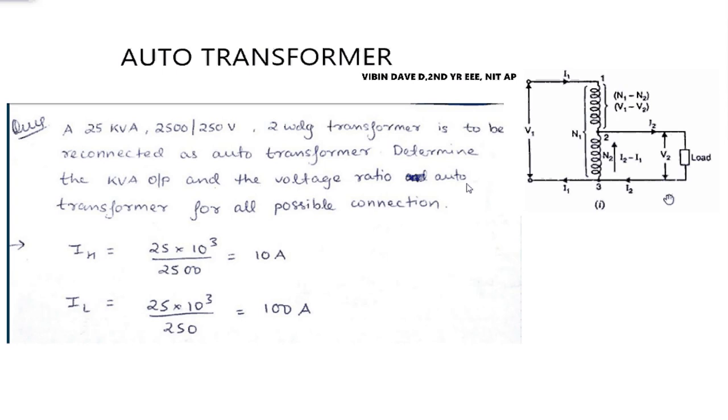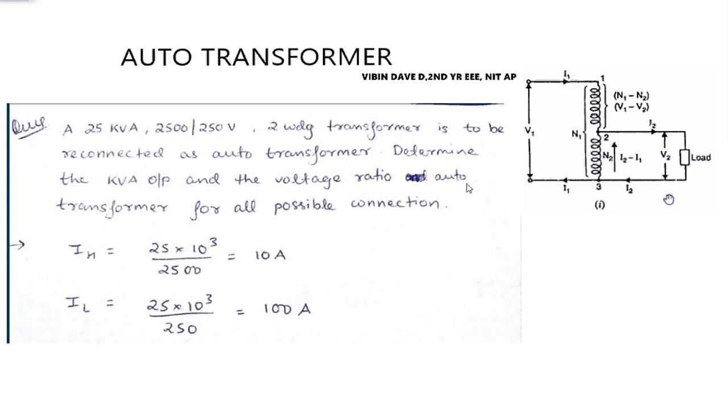What are the different methods to reconnect a two-winding transformer into an autotransformer? So let's see. A 225 kVA, 2500/250 volt two-winding transformer is to be reconnected as an autotransformer. Determine the kVA output and the voltage ratio of the autotransformer for all possible connections.